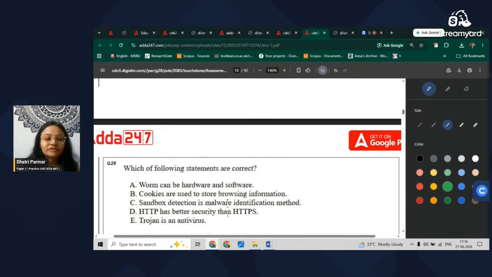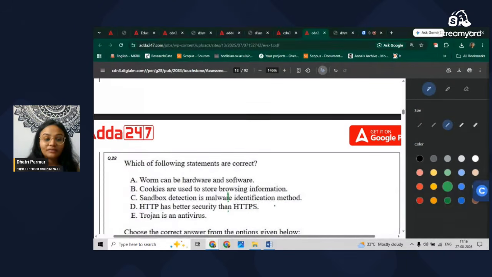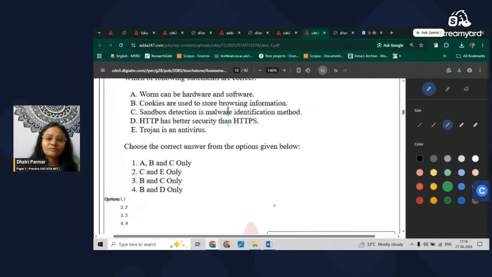Which of the following statements are correct? ROM can be hardware and software. Cookies are used to store browsing information. Sandbox detection is a malware identification method. HTTP has better security than HTTPS. And Trojan is an antivirus. So E is definitely not going to be there.